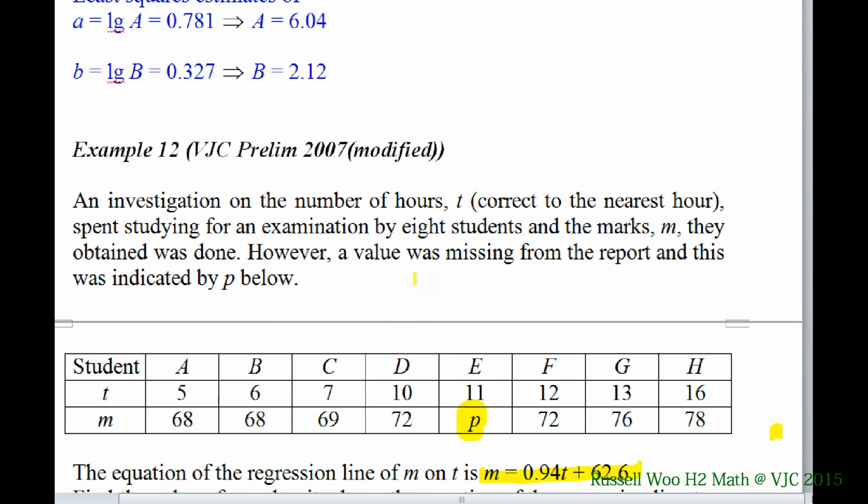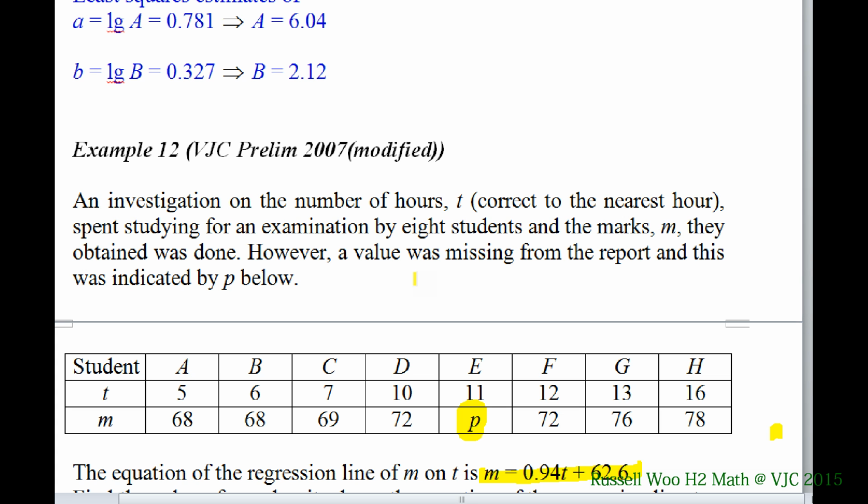The question, example 12, did not ask for the regression line because the regression line is already given. But they want to find P, which is the missing value. How do you do it? If P is given, then just enter it in the GC, done. But now P is missing.